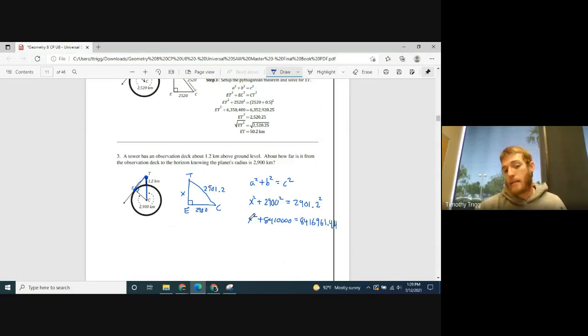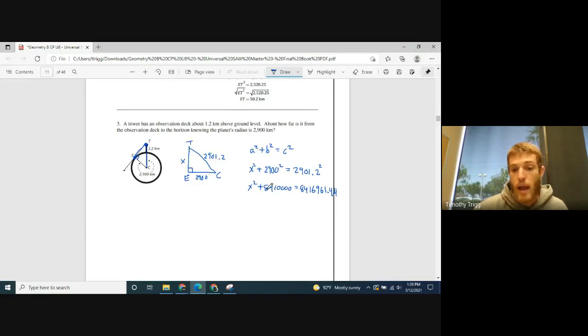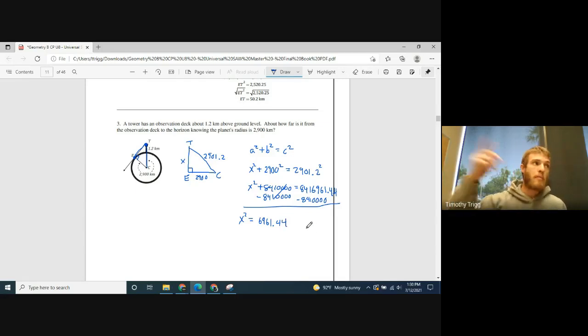Now I want to get x squared by itself. I want to get x by itself. So what we're going to do next is subtract the 841,0,0,0 to both sides of this equation. That'll leave me with just x squared on the left side. And on the right side, when you subtract these, that'll leave you with 6961.44. Now, hopefully you remember from units in the past that in order to get rid of the squared, what you're going to do is square root both sides of this equation. So in order to get rid of squared, you square root. That'll give us x by itself with the square and square root canceling.